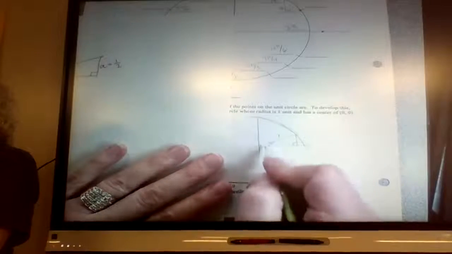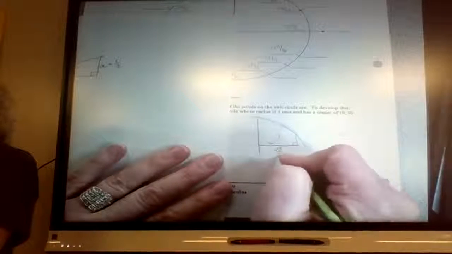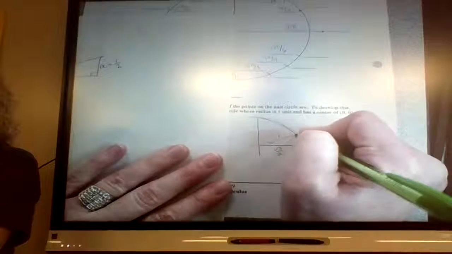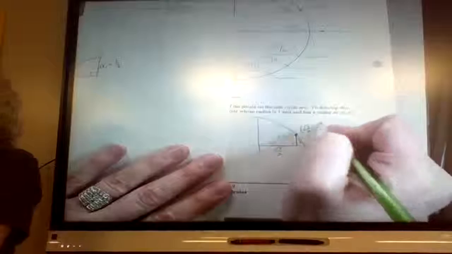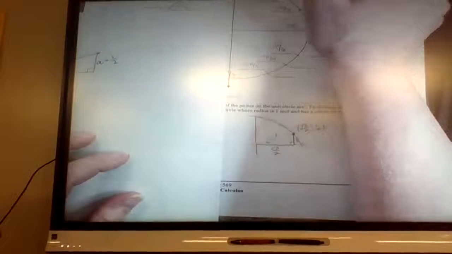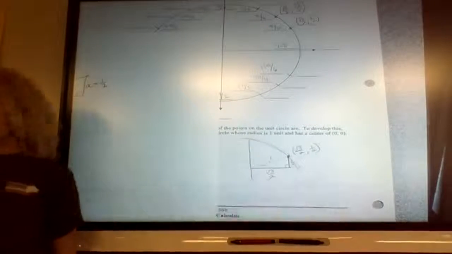So for this particular problem right here, how far did I go over? Square root of 3 over 2. And how far did I go up? 1/2. So this point would be square root of 3 over 2, comma 1/2. That's that point. Now what's going to happen with 60?